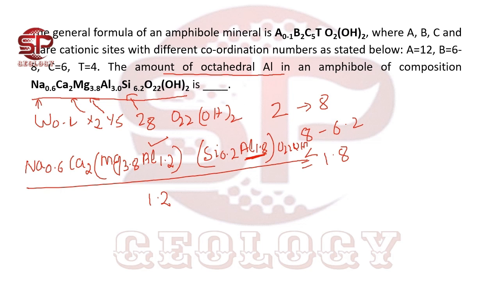This type of question you have to solve with the general formula: how much of the octahedral site is filled, and how much aluminum will be required for both the tetrahedral site and the octahedral site, because aluminum can occupy both.